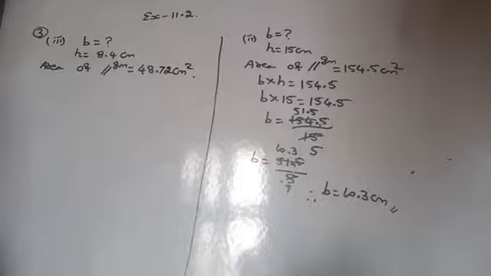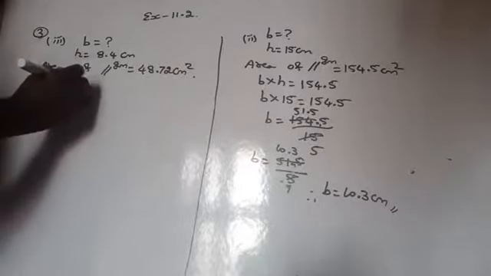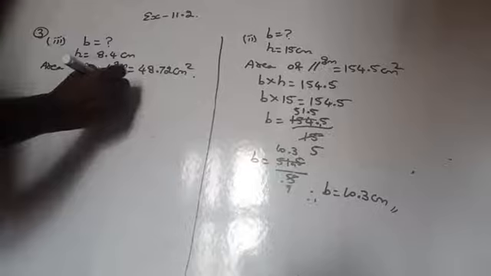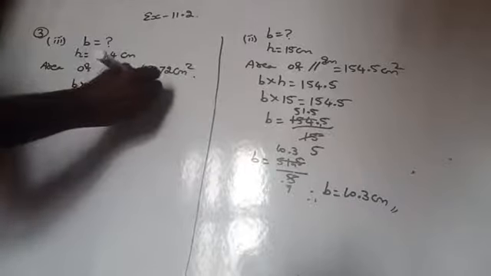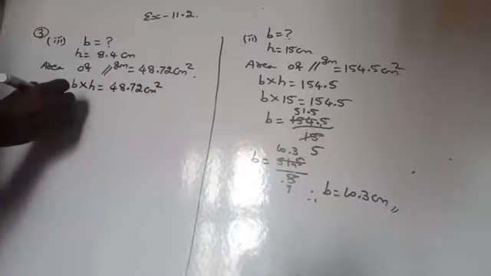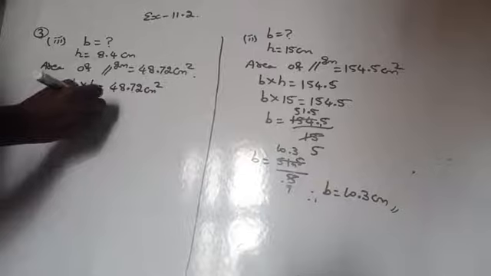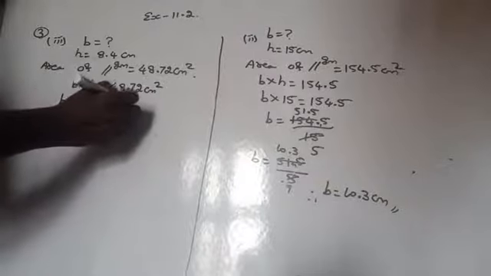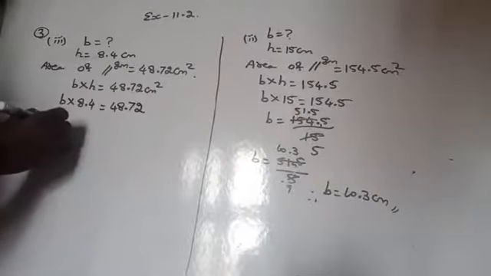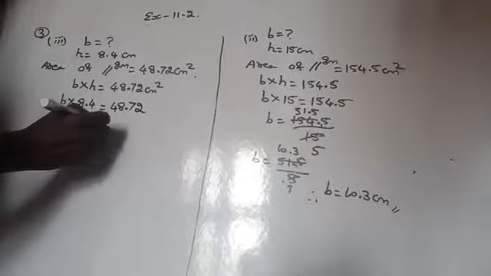Already we know that the area of the parallelogram is nothing but base into height. So base into height is equal to 48.72 centimeter square. Now the base we don't know, but the height is given as 8.4, that is equal to 48.72. Now the base is equal to 48.72 by 8.4.